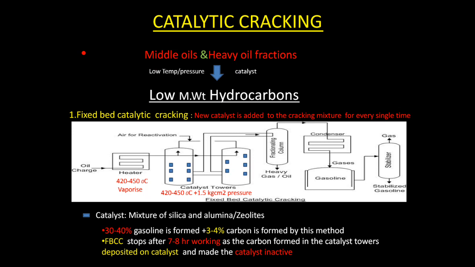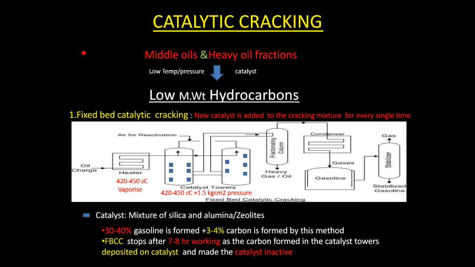In this fixed bed catalytic cracking, we send the heavy oil or middle oil to the preheater. The temperature would be around 420 to 450 degrees centigrade. This temperature vaporizes the crude oil fractions, and later they are sent to the catalyst towers. Within the catalyst towers, we place a mixture of alumina and silica, or zeolite, as a catalyst.